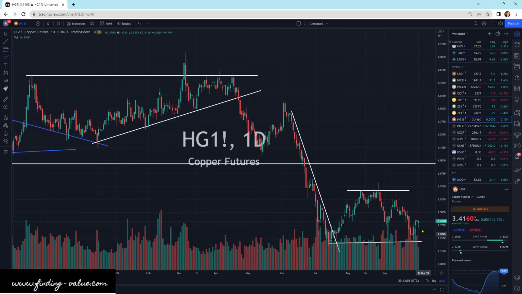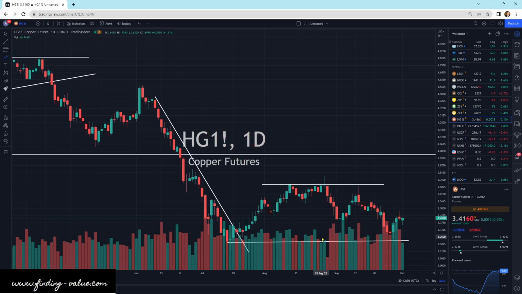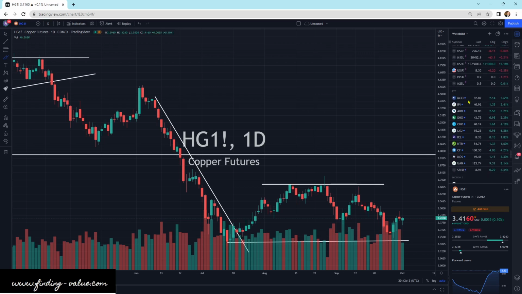Copper looking a little bit better, just hanging on, moving sideways. Again, let's see what the overall markets do here. I'm not calling victory yet. Let's see some follow through. Let's see some momentum build.